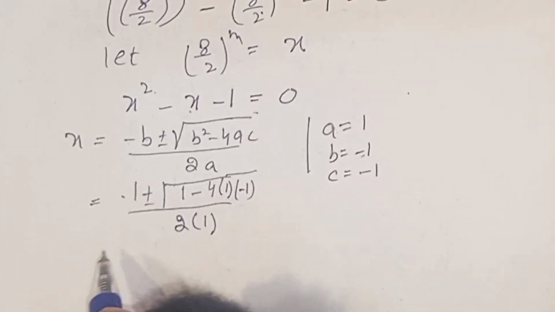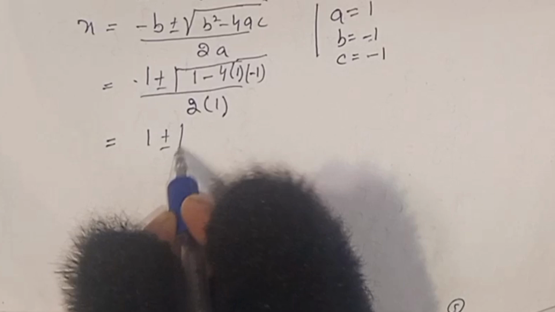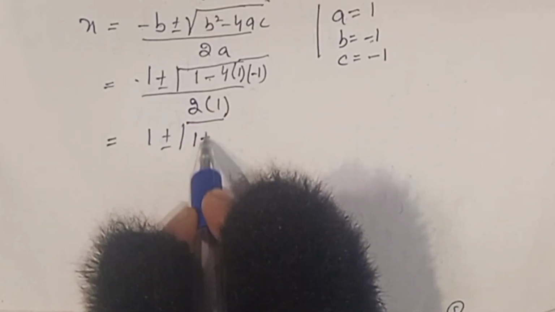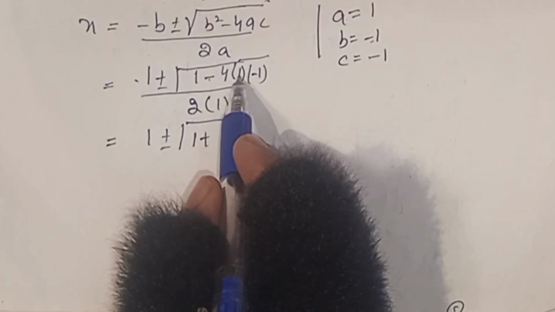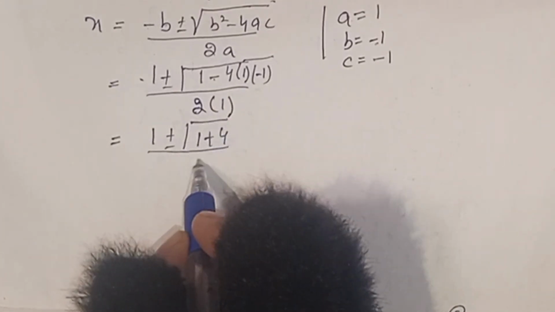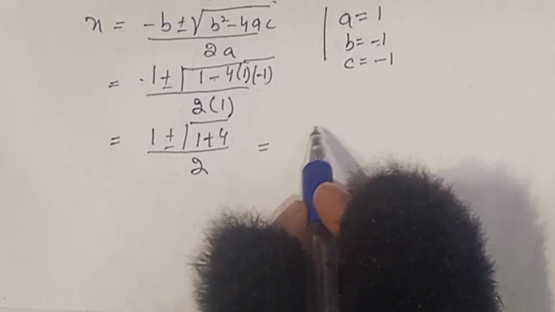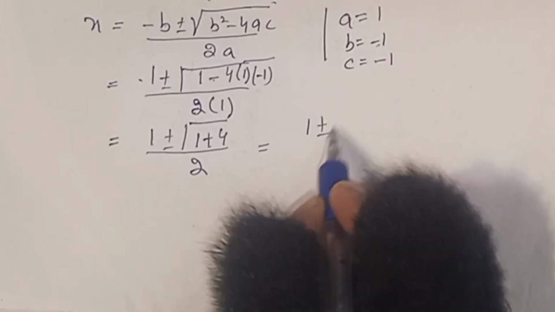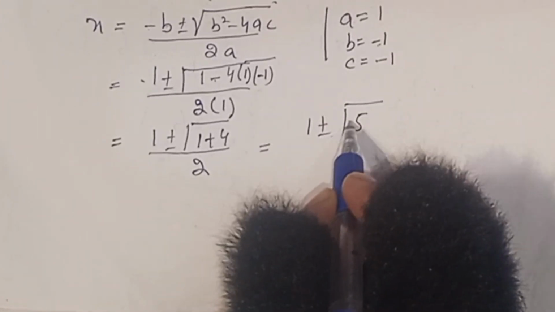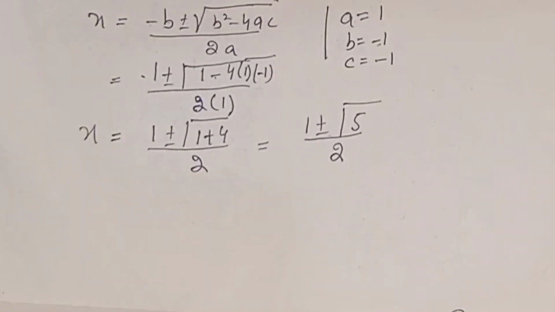Now simplify this value. So this will become 1 plus minus the square root of 1, multiply this minus and minus, we get a plus, 4 multiply 1 multiply 1 is 4. Look at the denominator, multiply this 2 by 1, we get 2. And again we simplify this term. So this will become 1 plus minus the square root of 4 plus 1, which is 5. So 1 plus minus square root 5 over 2. This is the value of x in our question.